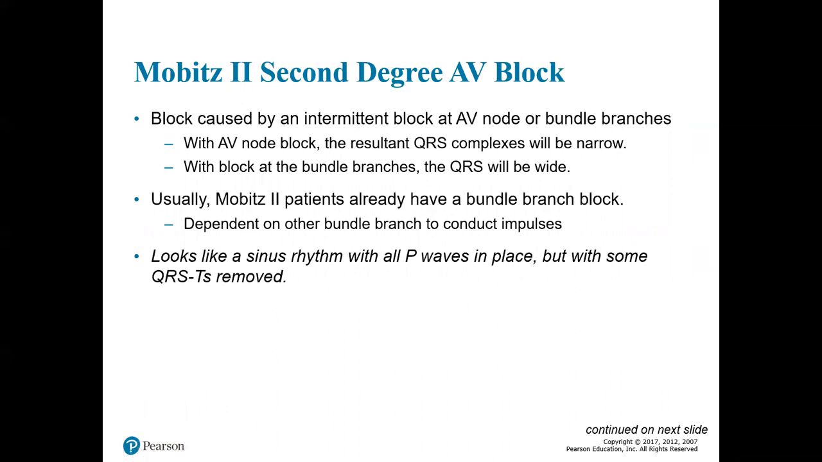If it's wide, then that tells you there's a blockage somewhere down in the bundle branches. And if it's real narrow, then there's a block up high above that AV node. Usually Mobitz 2 patients already have some type of bundle branch block. So usually with these patients, one side is already blocked, okay? Your rhythm will look like a sinus rhythm with all the P's in place, but some of your QRSTs will be missing, okay?